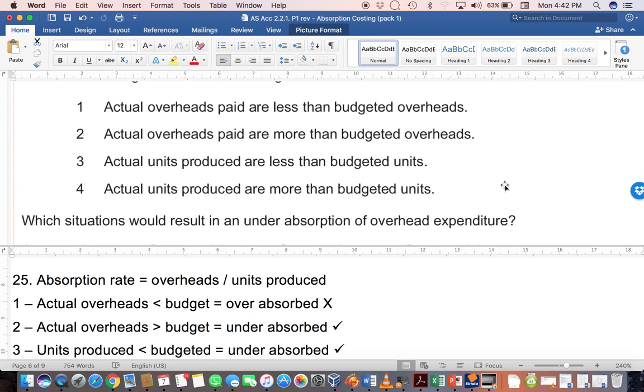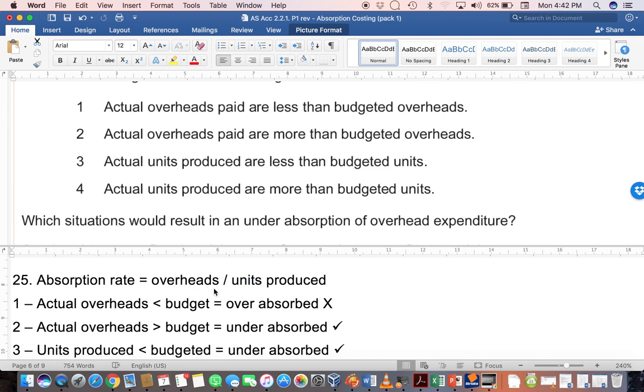Question 25. In a manufacturing business, the following could occur, and we need to see which situations would result in an under-absorption of overhead expenditure. Although this is different to those other three questions that we did, it might help you to understand them a little bit better, or vice versa. Perhaps doing those examples might help you to understand this question a little better.